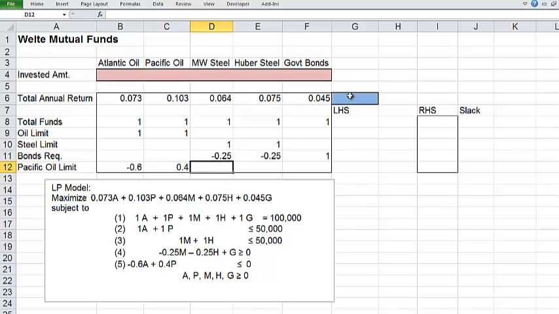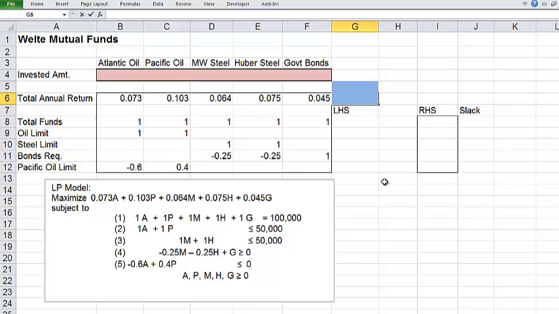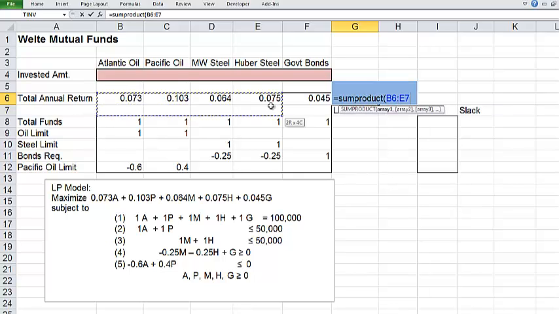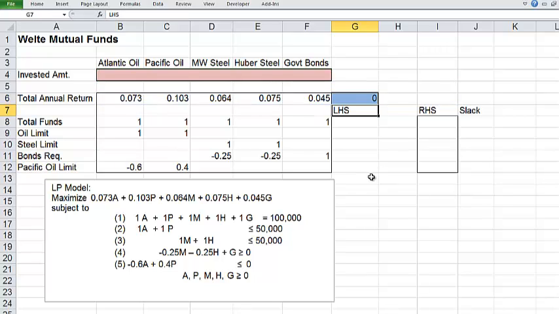Okay, now for the objective function here, for the total return, we would use a sumproduct function of the coefficients and the variables. And to make it more interesting, we'll put some numbers in here. It's optional. You could just leave those blank, but I prefer to put some numbers in here so that we could check how the sumproduct formulas are working. So here I'm just going to put 1, 2, 3, 4, 5.